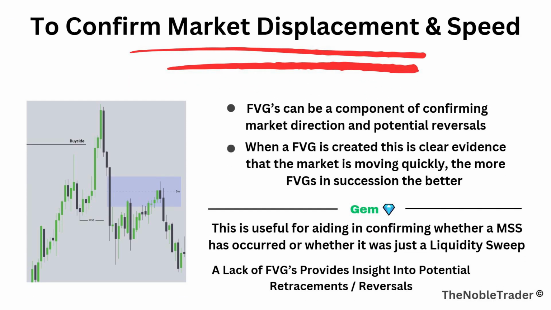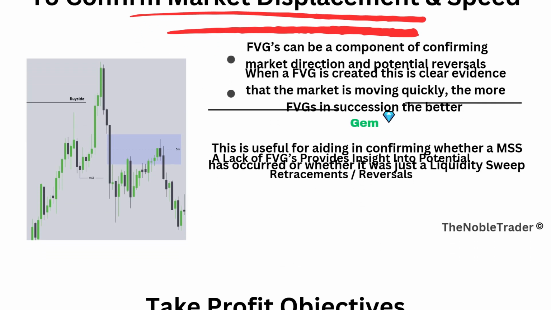Creations of the FVG confirm speed within the market. This is practical because we can then look for them to confirm market directional moves or potential reversals. In this example, we create a 2022 market structure shift model because price closes below the low with the creation of fair value gaps. This gives us more confidence in the structure shift as opposed to it being a liquidity sweep or a Judas swing.